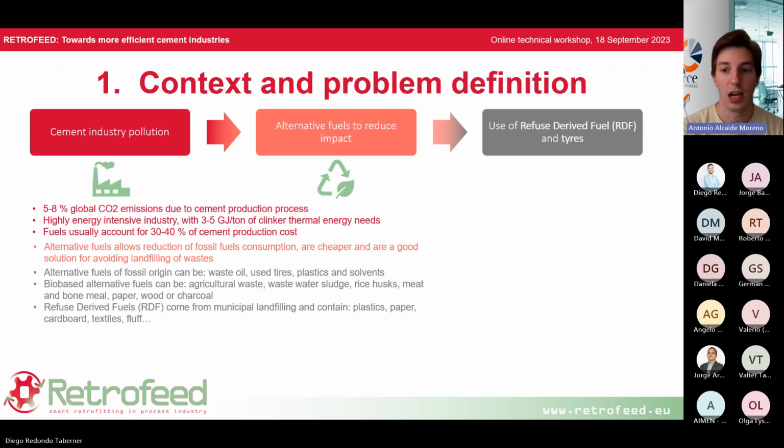Alternative fuels can be from very different origins. They can be waste oil, used tires, plastic solvents, also bio-based, agricultural waste, wastewater sludge, rice husks. But the refuse-derived fuel is available from municipal landfilling and mostly contains plastics, paper, cardboard, textiles, and also fluff.